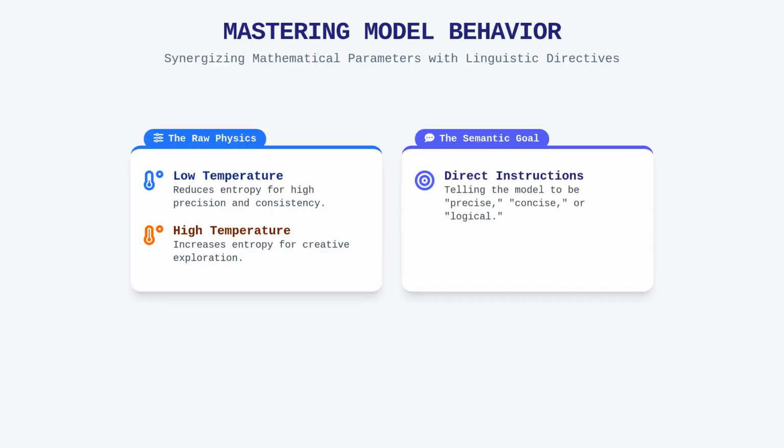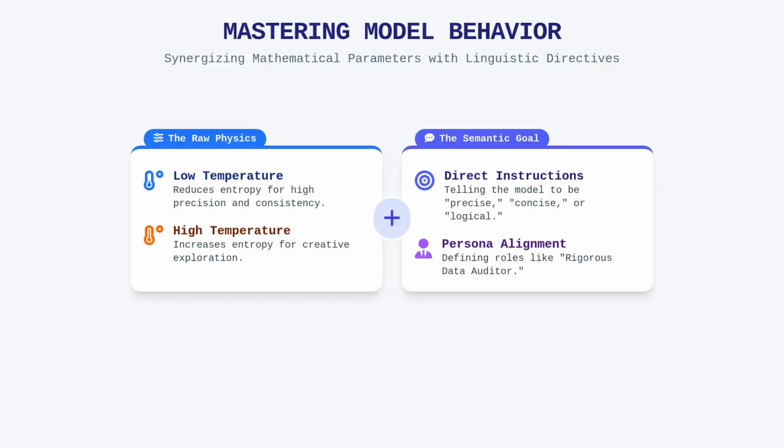In contrast, explicitly asking for multiple creative perspectives in a brainstorming prompt encourages the model to leverage the increased entropy provided by a higher temperature setting. Directives essentially communicate your intent regarding the search space to the model. While parameters control the raw physics, these text-based constraints guide the final output back toward the semantic goal.